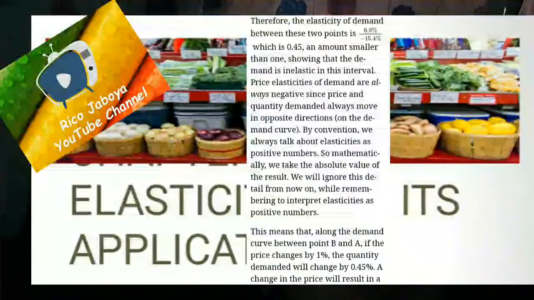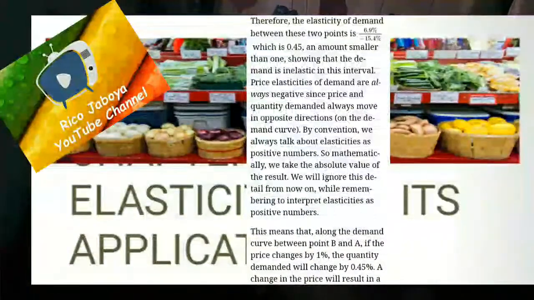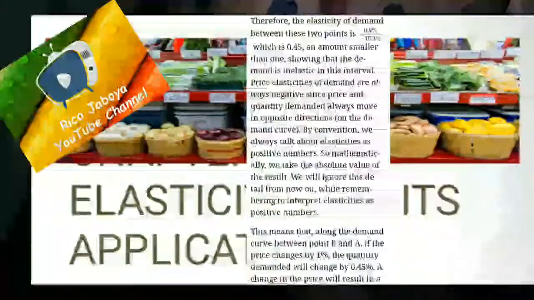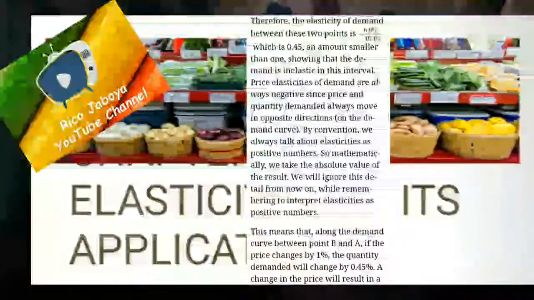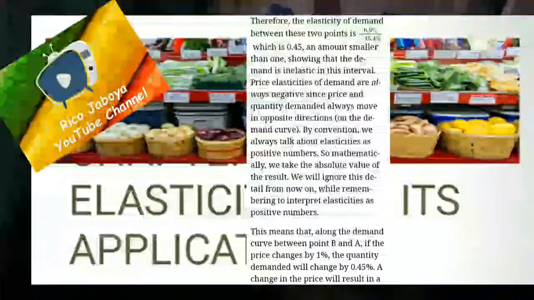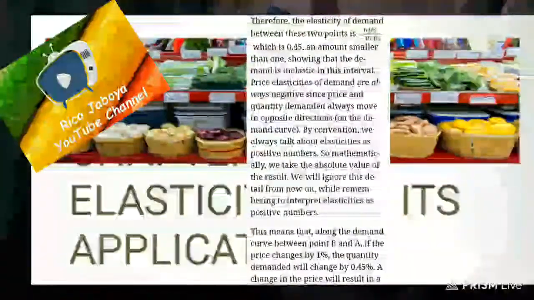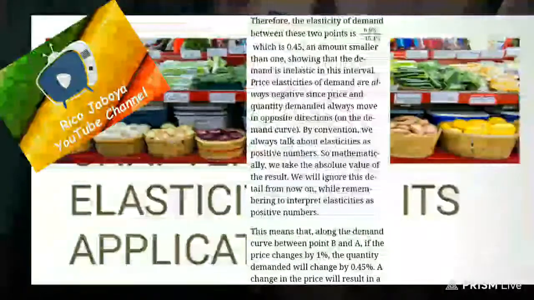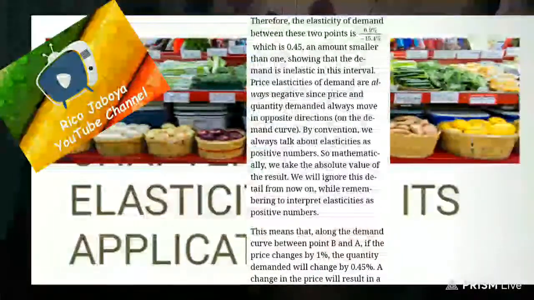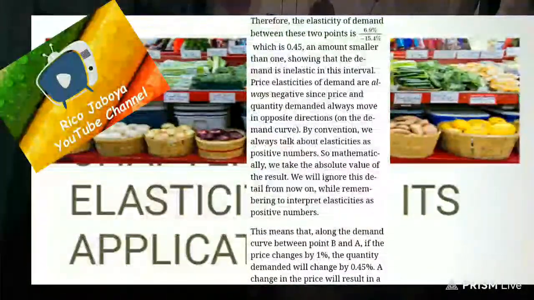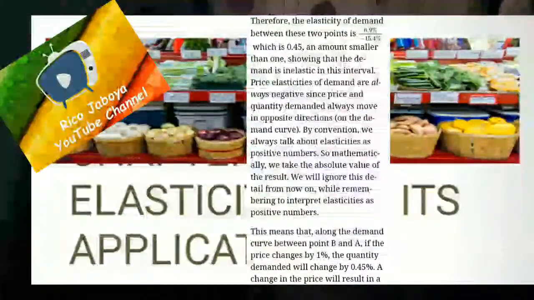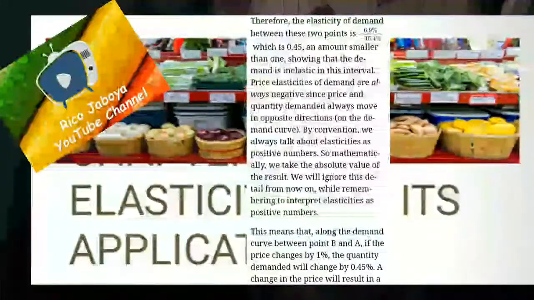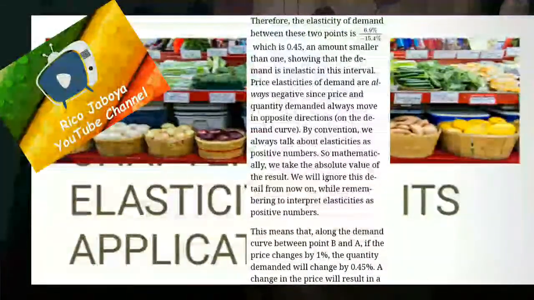So inelastic po yan sa point A to B. So price elasticities of demand are always negative, since the price and quantity demanded po are always moving in opposite directions on the demand curve. By convention, we always talk about elasticities as positive numbers. So mathematically, we take the absolute value of the result. We will ignore this detail from now on, while remembering to interpret elasticities as positive numbers.